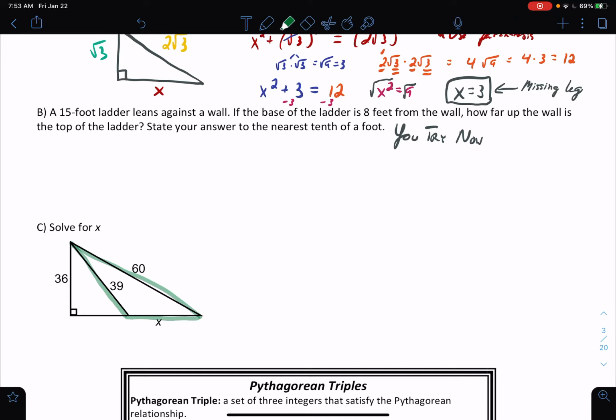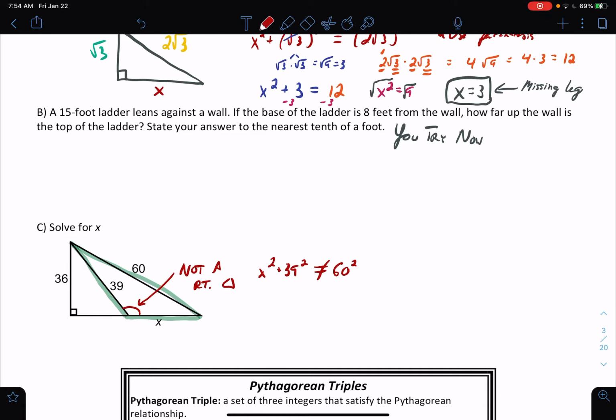Okay, but the issue with that is that this angle right here is not a right triangle. So I cannot set up x squared plus 39 squared equals 60 squared, because that's not a right triangle.